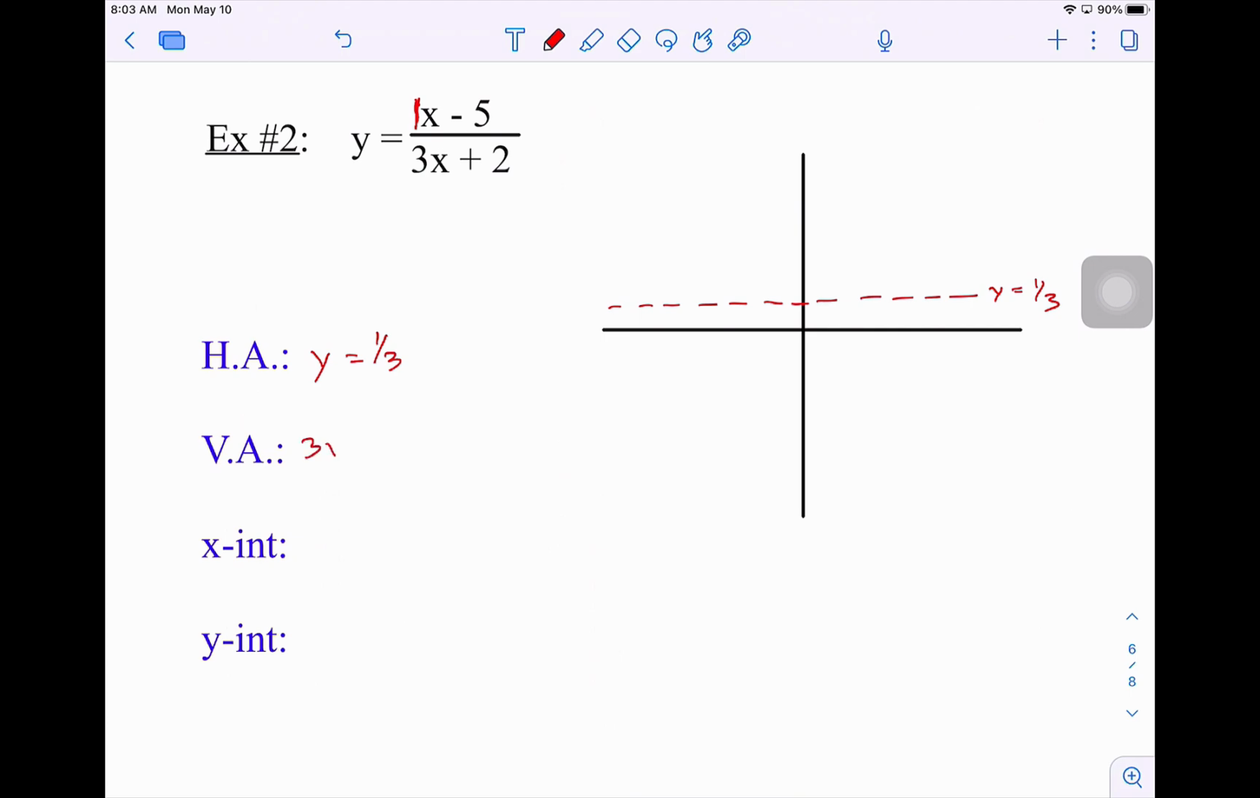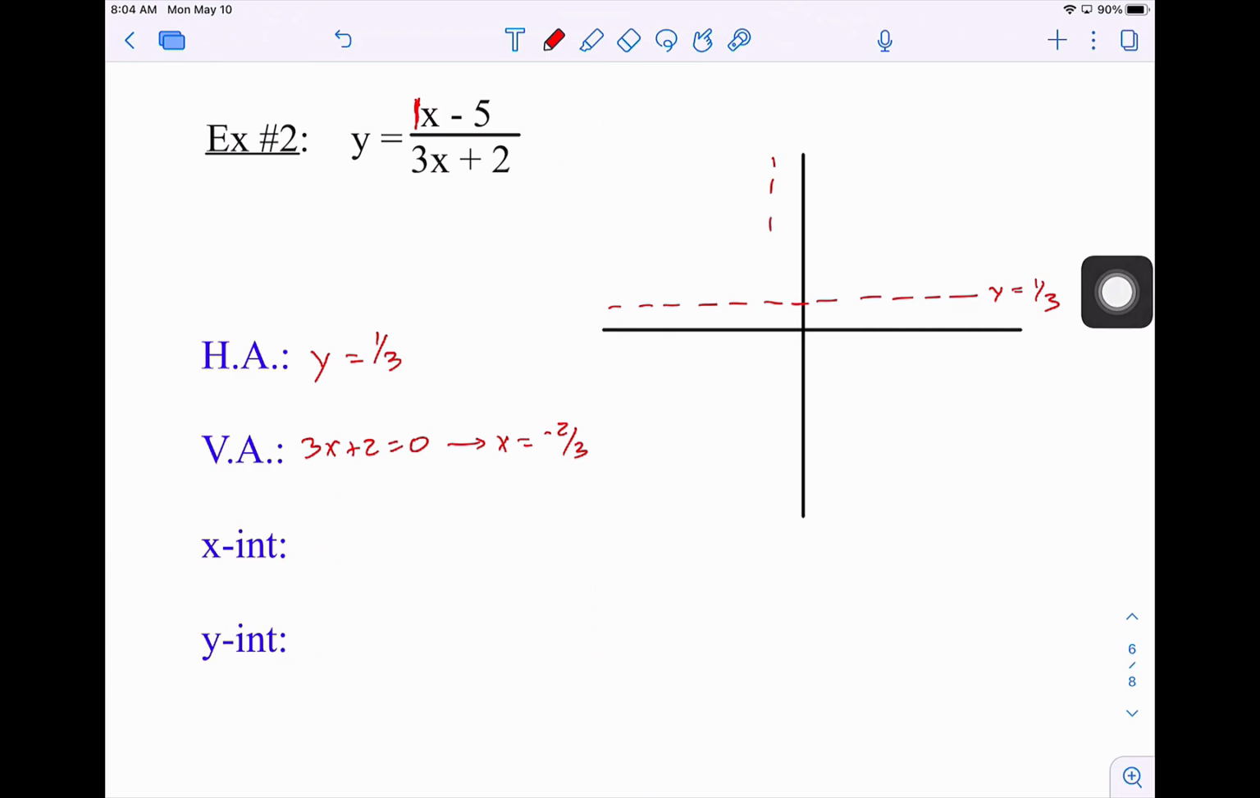So if we take 3x plus 2 and set it equal to 0, 3x plus 2 can't equal 0. That's why there's a vertical asymptote. So we do the solving, and we end up at x equals negative 2/3 as the vertical asymptote. Y equals 1/3 is the horizontal, x equals negative 2/3 is your vertical. If I were to plug negative 2/3 into this equation, you would get 0 in the denominator, and you can't have that. Can't divide by 0. So x equals negative 2/3.